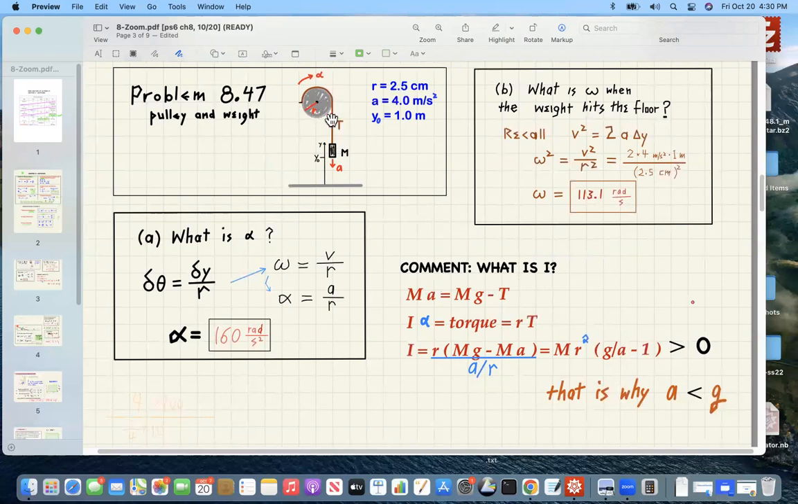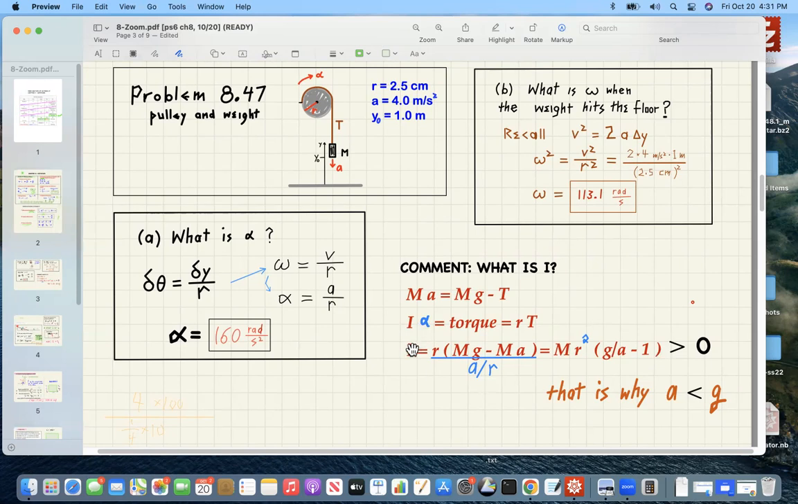And what's the torque on the disk? Well, T is pulling it down. So the torque is just the distance, that is the radius, times the tension, and torque is moment of inertia times alpha. So we can solve for the moment of inertia. It's R times T, which is mg minus ma, divided by alpha, which is a over r. Clean it up a little bit, use some algebra. It's mr squared times g over a minus 1.